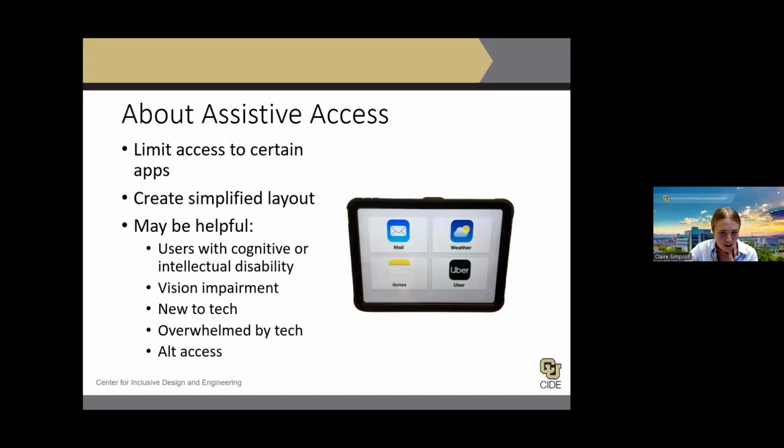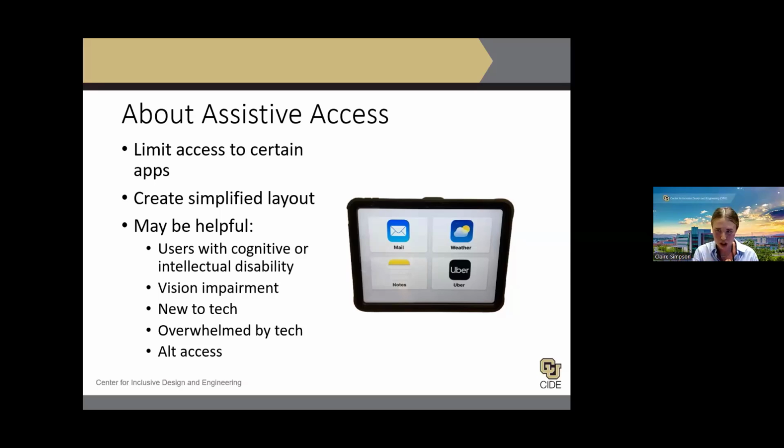Well, we're going to start off with one that I don't think anybody mentioned, but I'm excited about this one. Assistive Access. Assistive Access limits access to only certain apps by requiring a passcode to get back to the regular home screen. Very similar to guided access, except that you get multiple apps. With guided access, you just get one app. With Assistive Access, you get multiple apps, and you also get a simplified layout on the device.